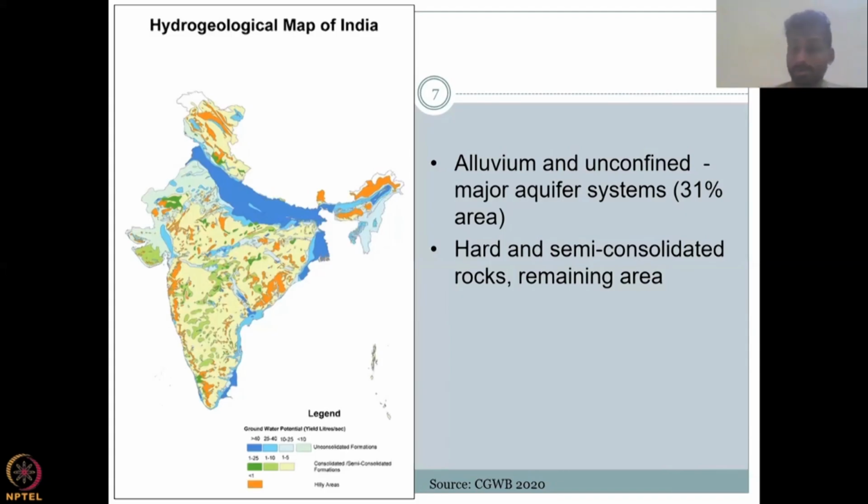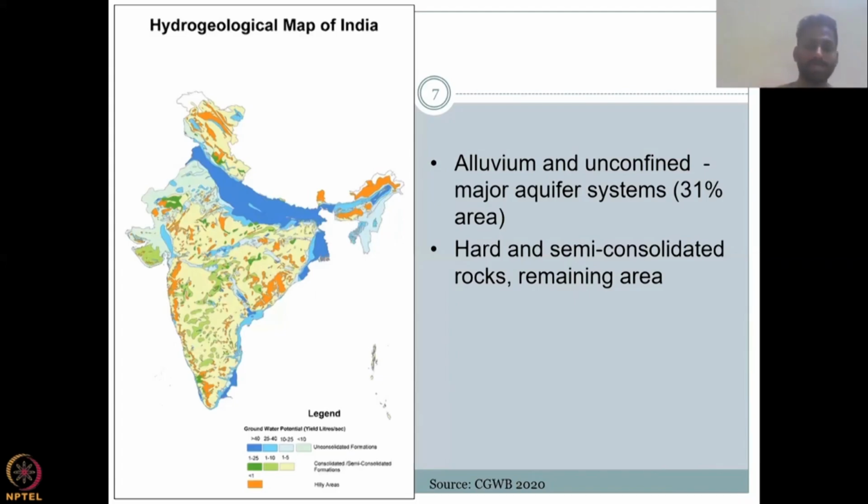The hilly areas are also present, mostly along the borders of the country in the north, and those have very, very low potential, less than a liter per second. And if you think about how much water is needed for domestic use, you would understand that these waters are not that conducive to use. That is why a lot of people walk miles to collect water for drinking and bring it back home.